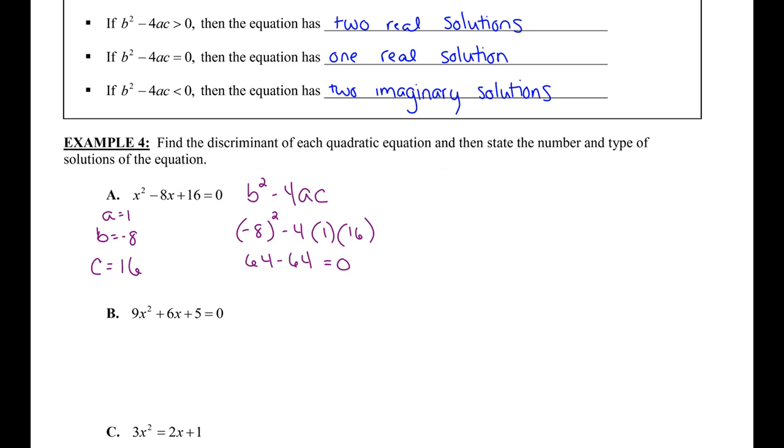So it asks me to find the discriminant, so I can say that my discriminant is equal to 0, and because it's equal to 0, I'm looking at the second bullet point where it asks for the number and type of solution, so there is 1 real solution.